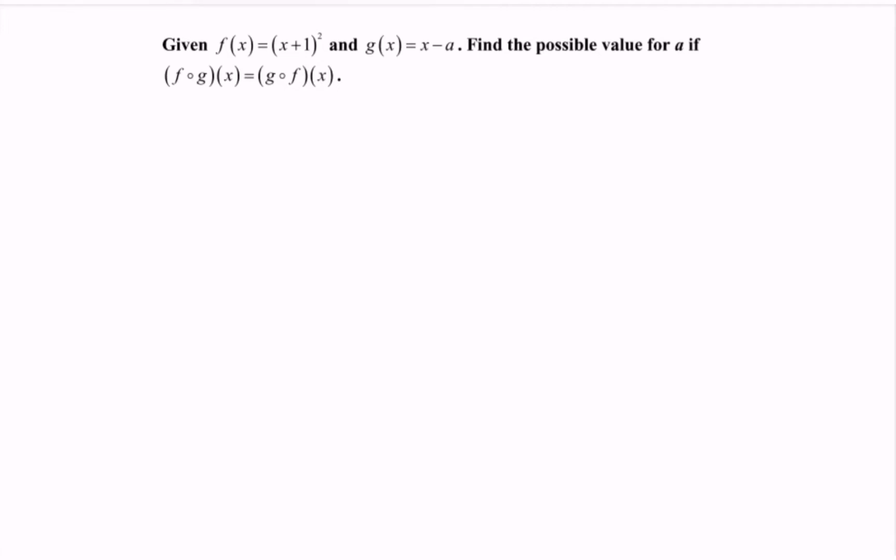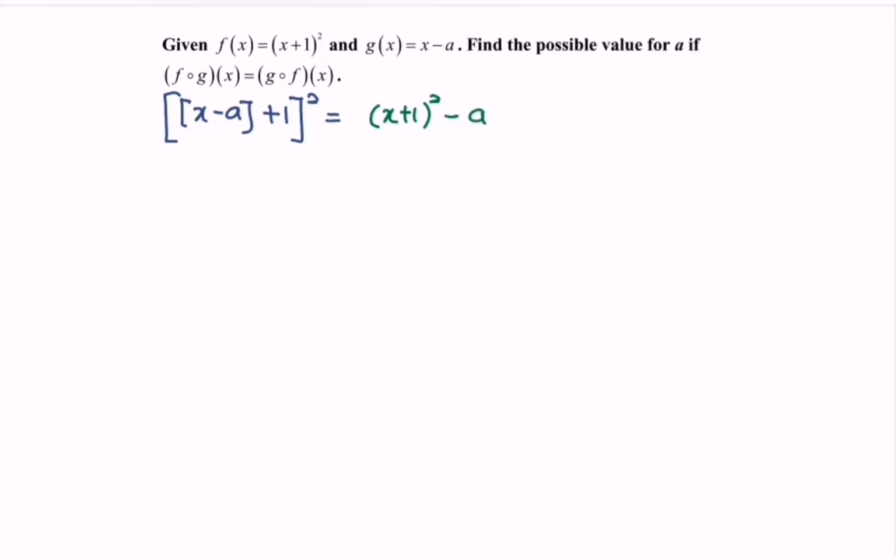So here we will have (x minus a plus 1) squared. That is the situation for the left hand side. Kindly refer to the right hand side, where we have g∘f. So what we have to do is to substitute f into g. Here we will have (x plus 1) squared minus a.